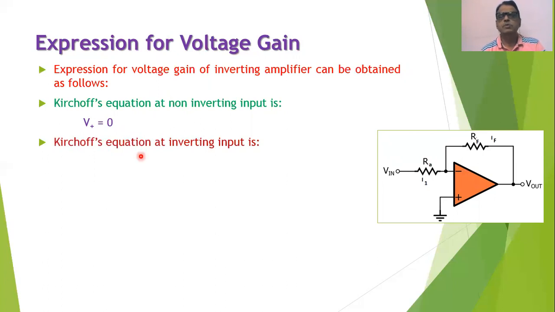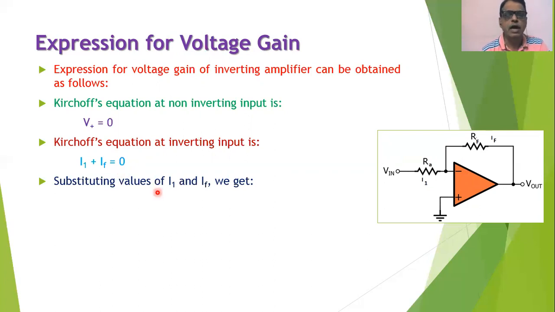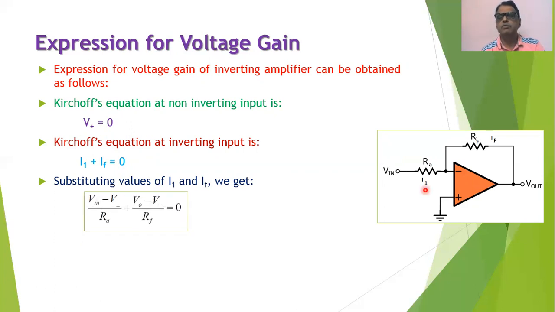Similarly, we write the Kirchhoff's equation at the inverting input of the operational amplifier. At the inverting input, there are two currents I1 and IF, and therefore we can write I1 plus IF is equal to 0. Now in this equation, we can substitute the values of I1 and IF. I1 is the current flowing through the resistance RA. One end of RA is connected to V in, the other end is connected to V minus, and therefore I1 can be written as V in minus V minus divided by RA.